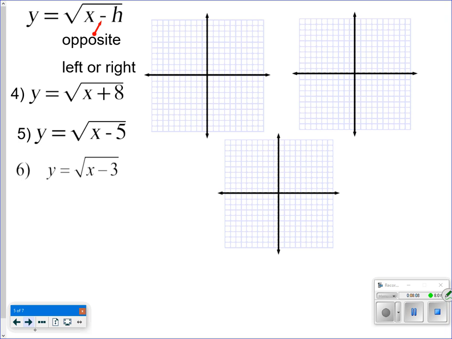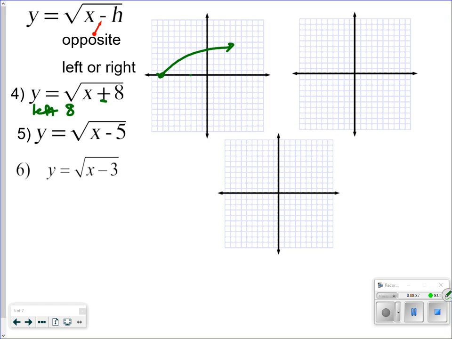So question number 4, y equals square root of x plus 8. This one says plus 8. Do the opposite of plus, which is minus. On the x-axis, minus sign means to go to the left. So you're going to go left 8 spots and put your point right on here. There's your center. And then your picture will curve up and to the right.